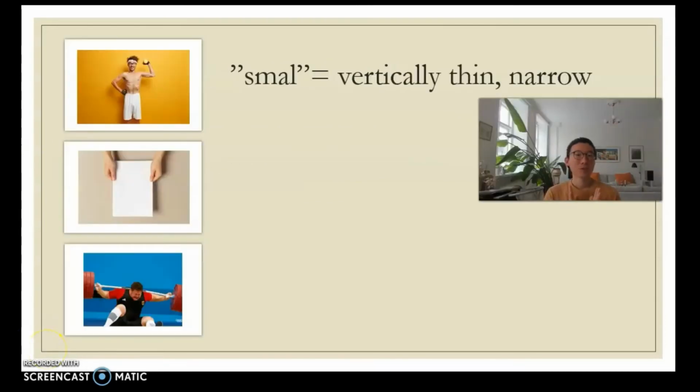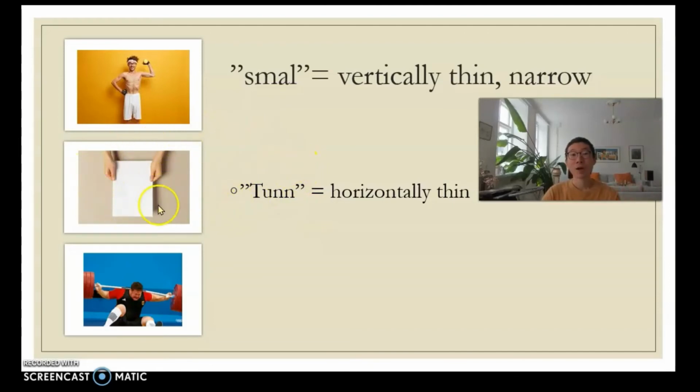There is another word which can be confusing, and it is smal. Smal in Swedish looks quite like small in English, but it means something totally different. It means vertically thin. So now we have a guy who is saying, so you would say han är smal. Han är smal. But for stuffs and things that are horizontally thin, you would say tunn in Swedish.